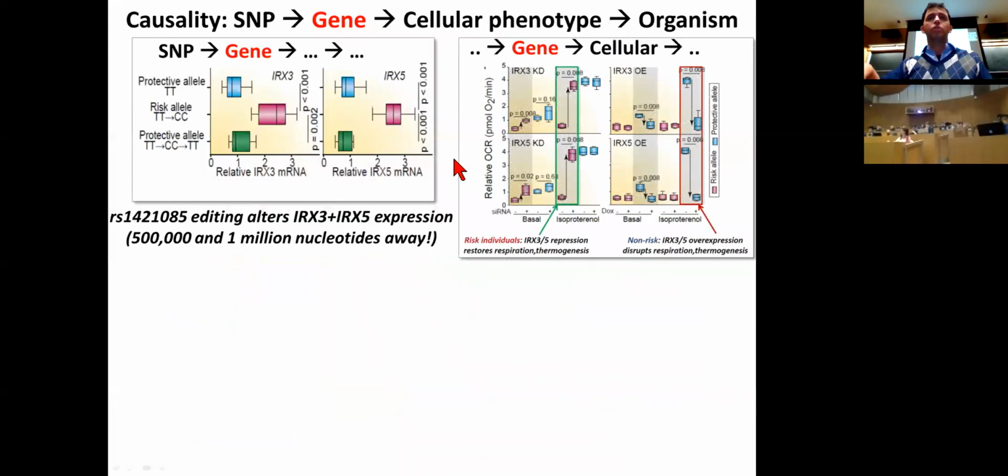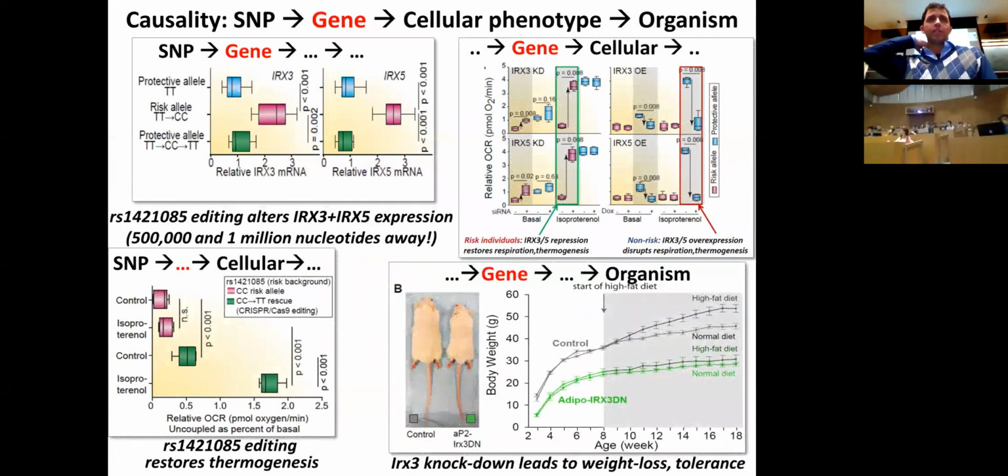What eQTLs allow us to do is effectively trace that path of causality from SNPs to genes to cellular phenotypes to organismal phenotypes. Again, in the case of FTO, if you edit that single SNP, you can see an effect on the expression of genes that are very far away, IRX3 and IRX5, both of them changing expression twofold by changing that single nucleotide. So that establishes this causality. And then I can edit that SNP backwards, from the edited allele back to the normal allele, and you see a restoration of the expression.